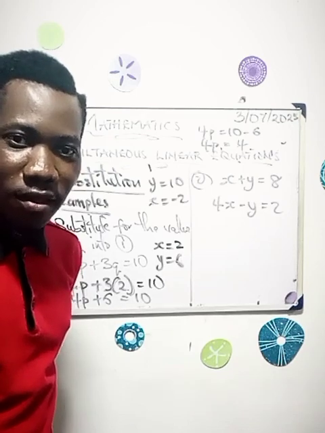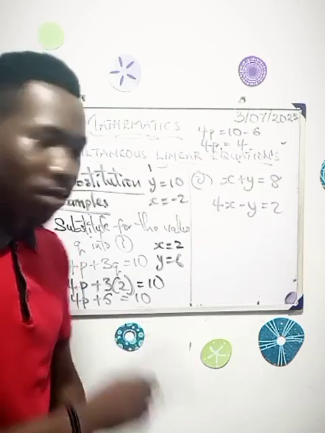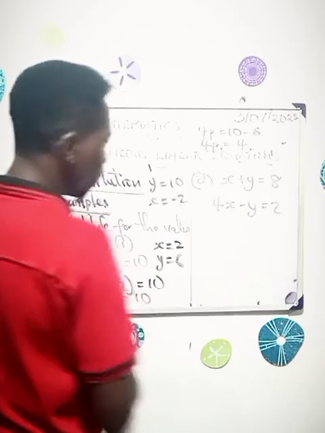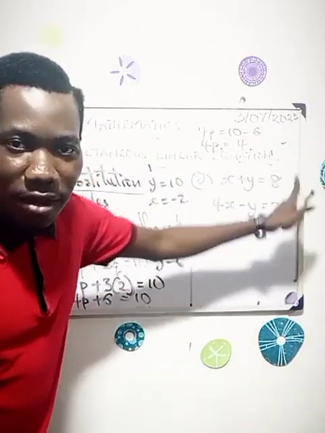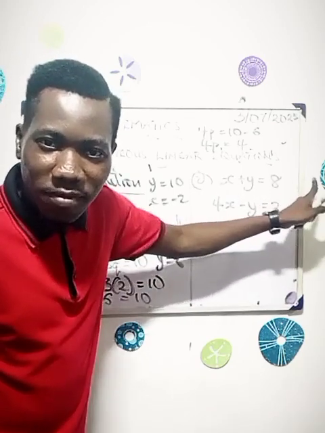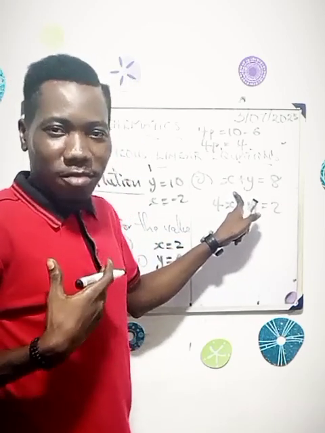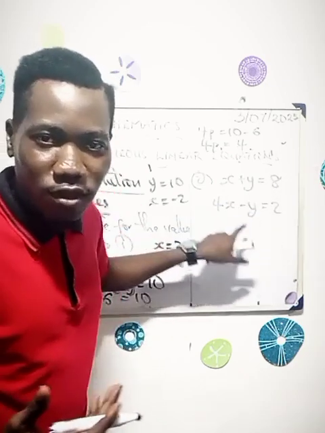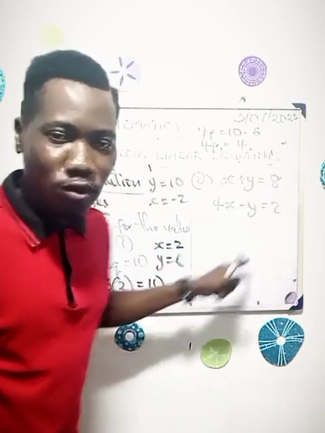Okay, we are going to solve them now. 2 and 6. Now let's solve and see if we are correct, using the substitution method. Starting with equation 1, I want to make X the subject of the formula. I can also choose to make Y the subject of the formula. Then put it into equation 2.